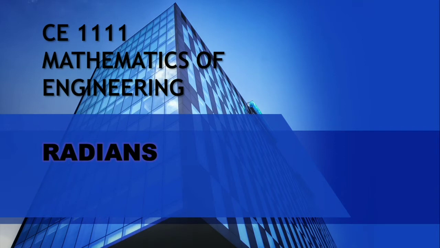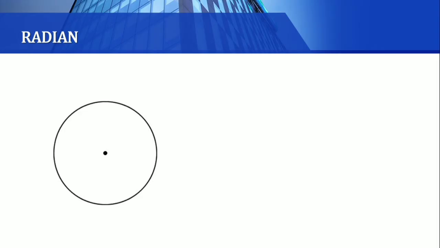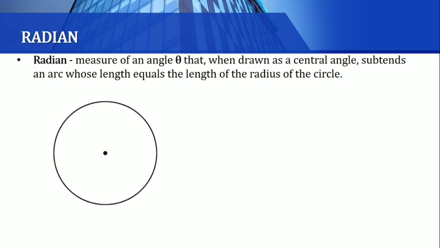So, our topic is radians. What is a radian? A radian is a measure of an angle that, when drawn as a central angle, subtends an arc whose length equals the length of the radius of the circle. So, a radian is a measure of an angle. Aside from degrees, we use radians to measure angles.